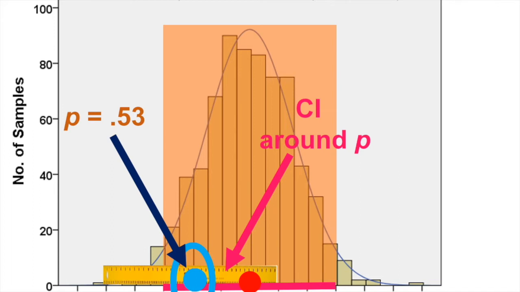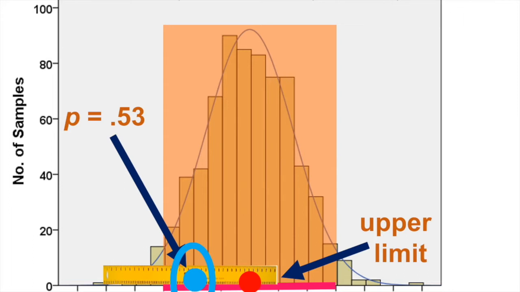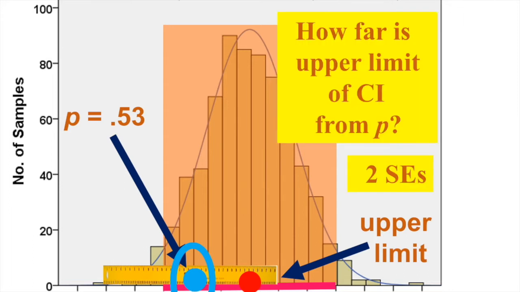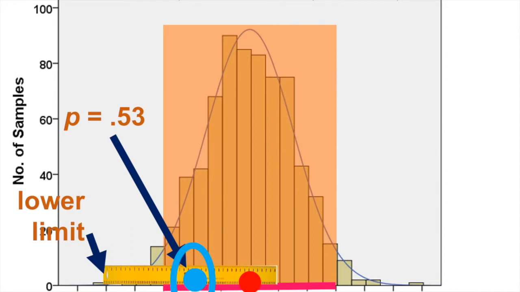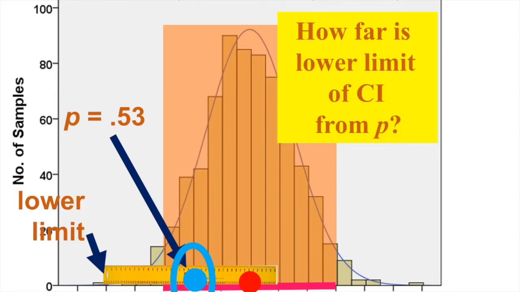As you remember, Jonah had a sample p of 0.53. So let's take that new CI and center it around 0.53. So now the upper limit of the second CI is 2 standard errors above 0.53. The second CI is the same length as the CI of p around pi, so just remember that. So here's the lower limit of the CI. How far is it from p? 2 standard errors. So the lower limit is also 2 standard errors from p, so 0.53.